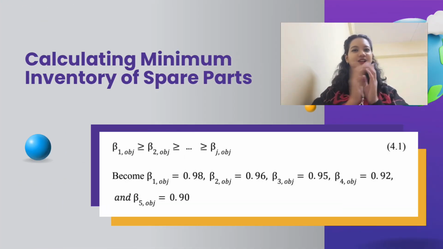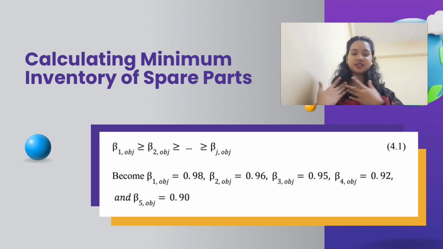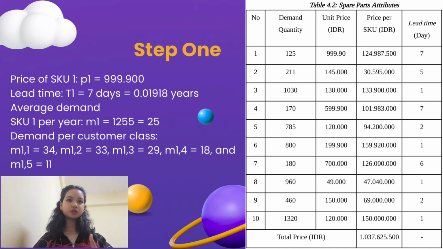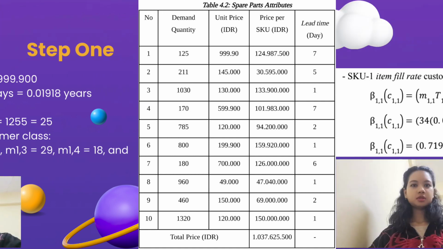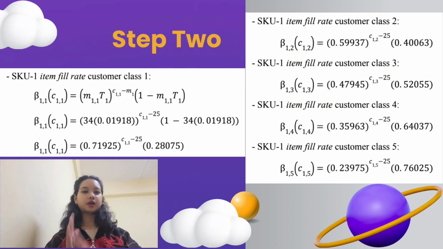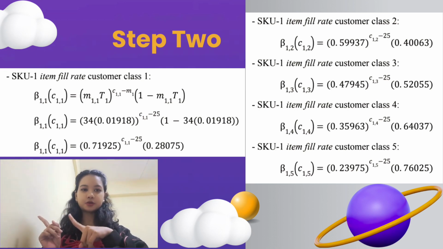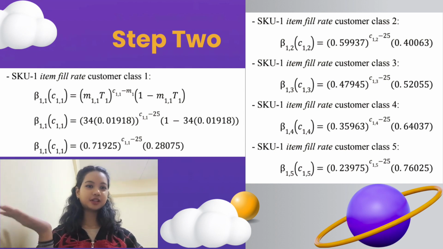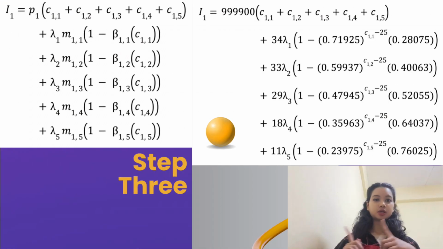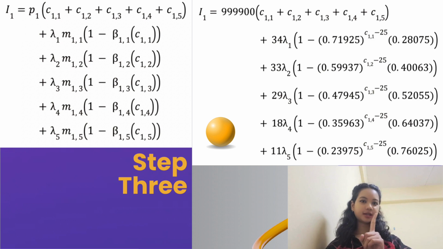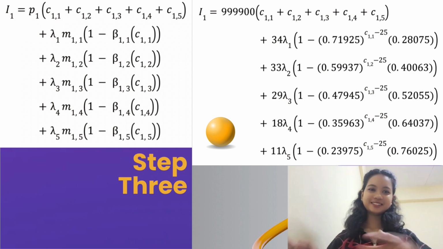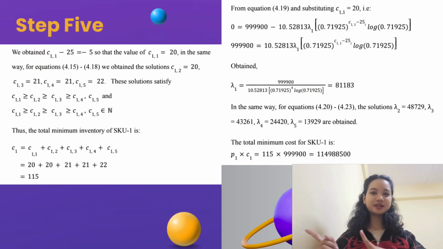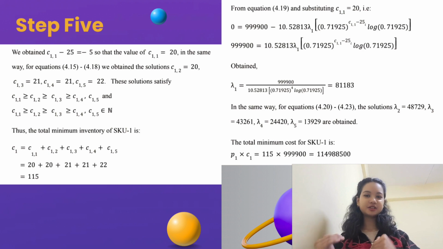Okay, now we start to calculate the minimum inventory of spare parts using this equation. The first step is to determine the spare parts attributes, which are shown in the table. Next, we calculate the fill rate for each of the 5 classes. This is the way to calculate the fill rate for the first class, and then the rest is the result for the other classes. After that, using this equation, we can calculate the I1, and also there is the calculation. And then, using this derivative formula for each class, lastly, we get into a long calculation to get the D.